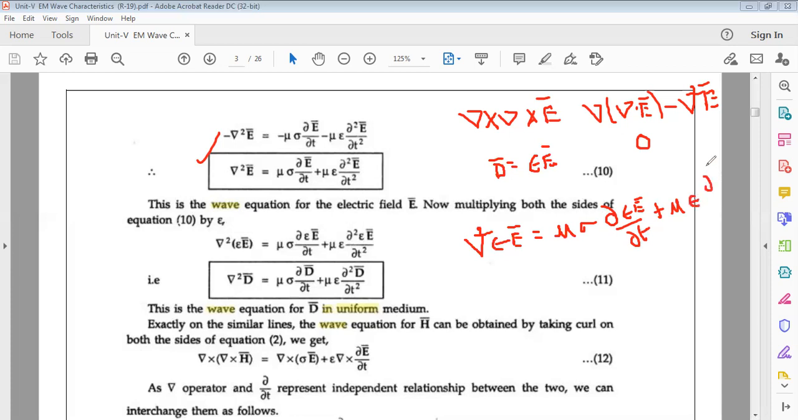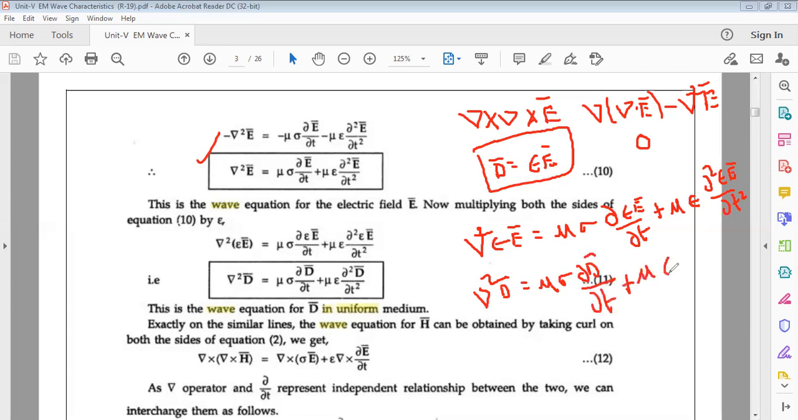The epsilon into dou square, here also the epsilon into E bar by dou T square. So using this relation, wherever there is epsilon into E bar, you can replace it with D bar. Del square D bar is equal to mu into sigma dou D bar by dou T plus mu into epsilon dou square D bar by dou T square. Okay. Now this is the equation. This is also the wave equation for D bar in the uniform medium.